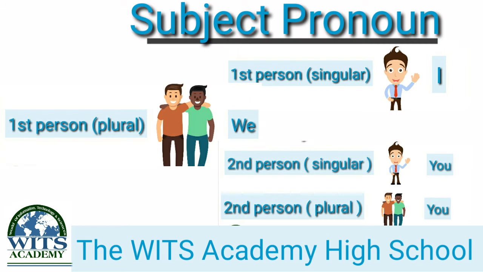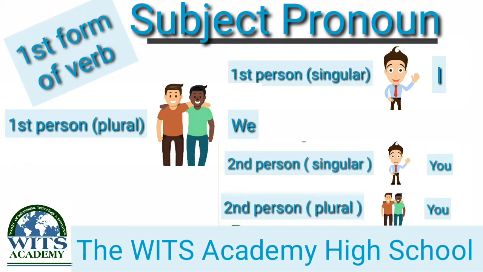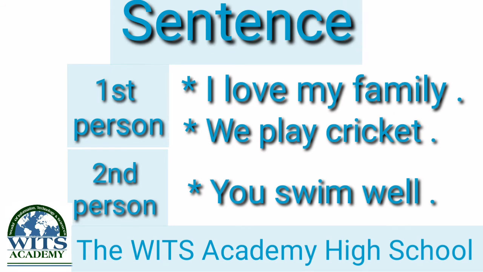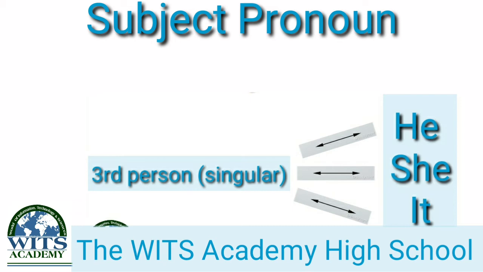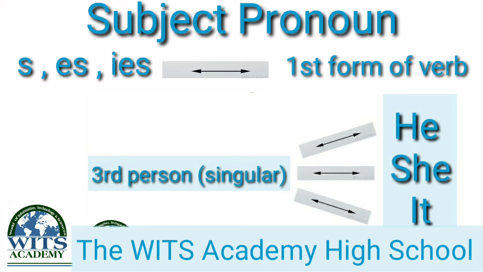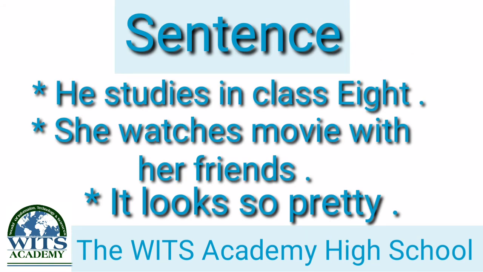Alright? Now look, if we use first person or second person as subject, so we use first form of verb in our sentence as I love my family. We play cricket. You swim well. And if we use third person singular as subject, so we give the addition of s, es or ies with first form of verb as he studies in class 8. She watches movie with her friends and it looks so pretty.